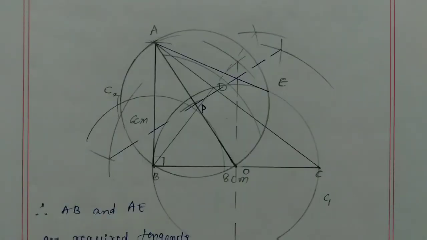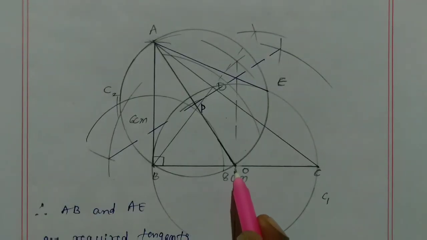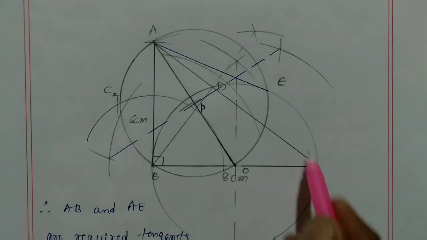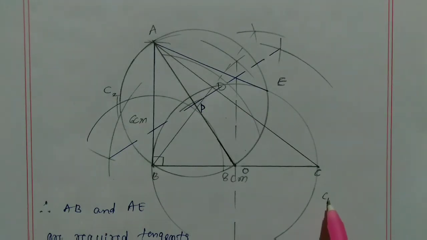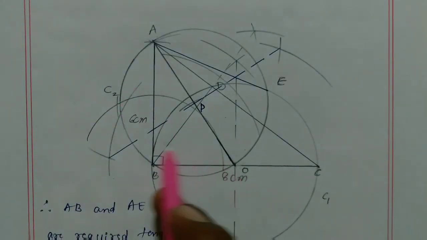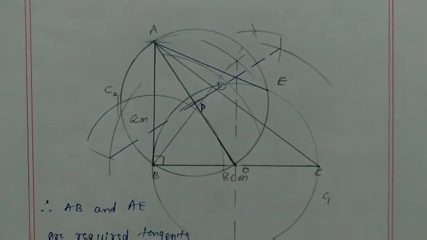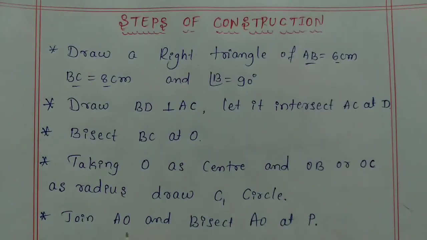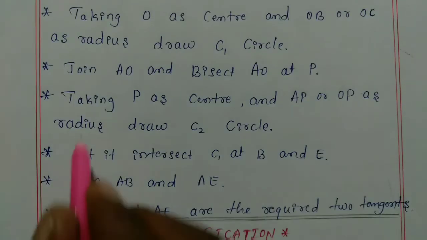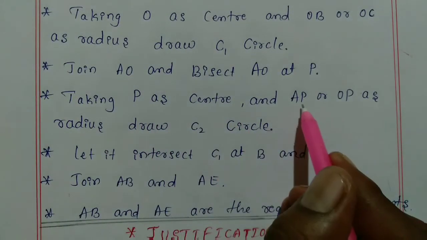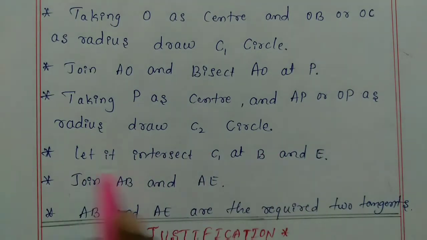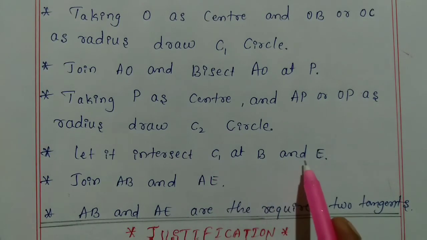Here you can take O as center and OB or OC as radius, and draw C1 circle. After that you can join O to A, then you can bisect AO at P, right. So next, taking P as center and AP or OP as radius, you can draw C2 circle. Next, let it intersect C1 at B and E.